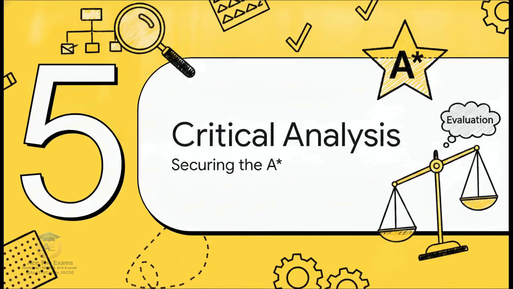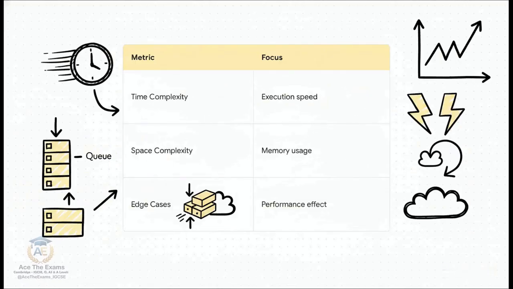This is where we secure the A-star. To successfully evaluate algorithm quality, which is exactly what separates the top-tier A-star candidates from the rest of the pack, you must rigorously analyze these 3 specific quality metrics. First, time complexity. How fast is the execution speed of your chosen structure? Are you traversing an entire linked list to find one item, which takes time, or are you accessing an array index instantly? Second, space complexity.